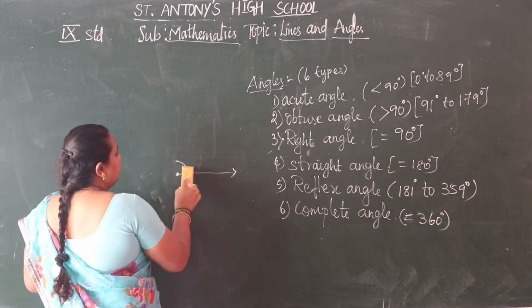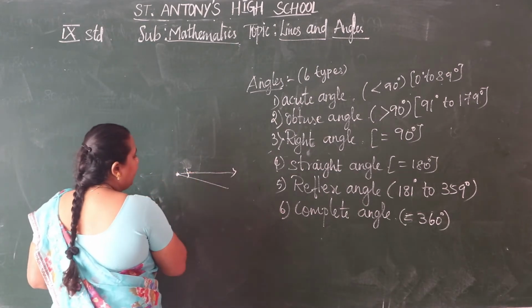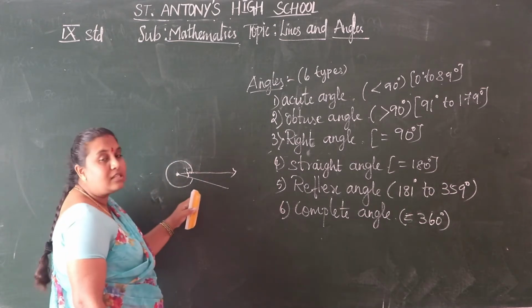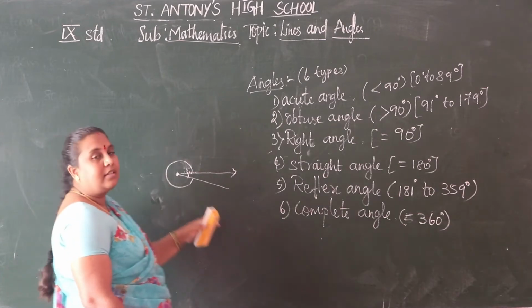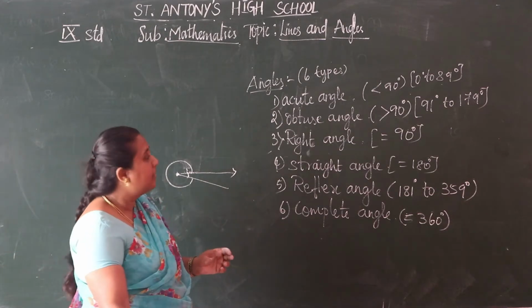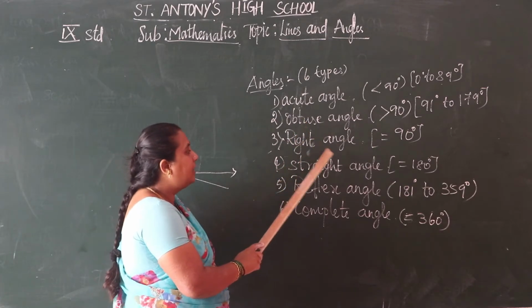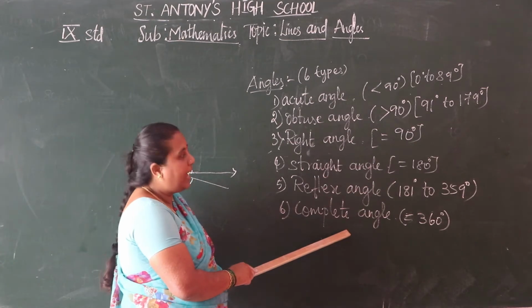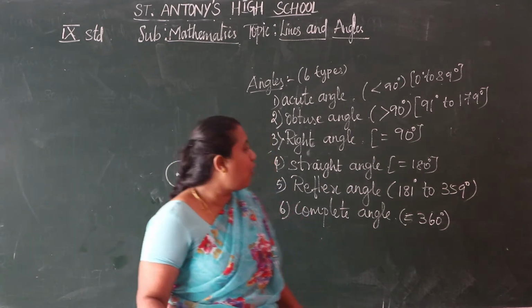Here, this is acute, but the outer angle is there, no? This is a reflex angle. So, understood children, the six types of angles: acute angle, obtuse angle, right angle, straight angle, reflex angle, and complete angle. Understood? Okay, then move on to another concept.